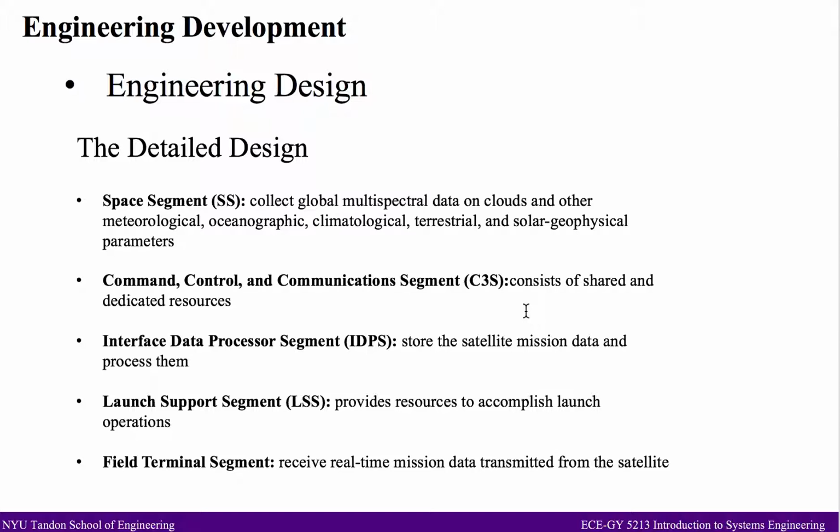The fourth segment is the launch support segment. The launch support segment provides the resources to accomplish launch operations and to place each satellite into the correct orbit. This segment includes all launch support equipment, including the aerospace ground equipment, real property installed equipment, and the launch facilities.